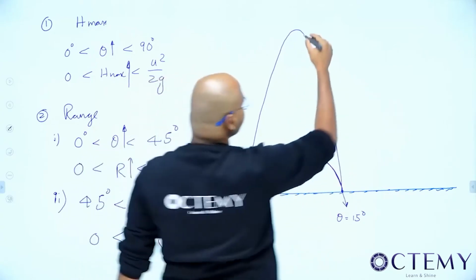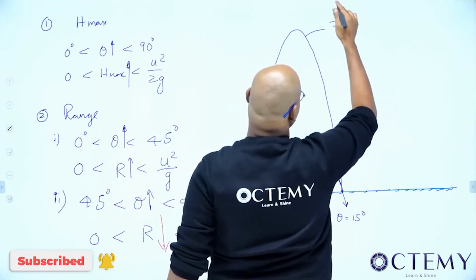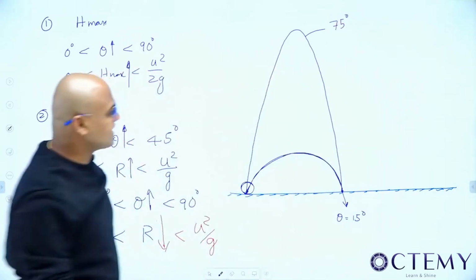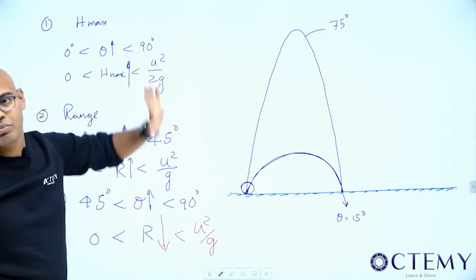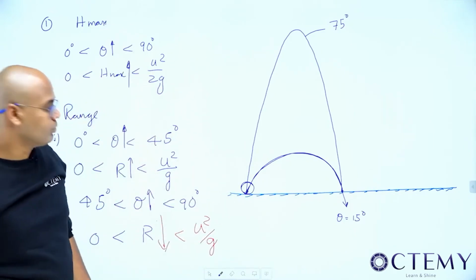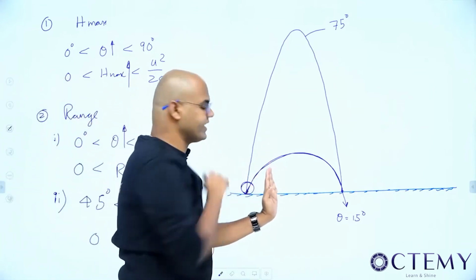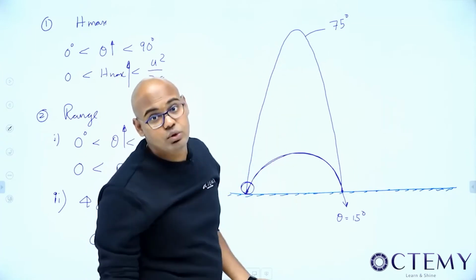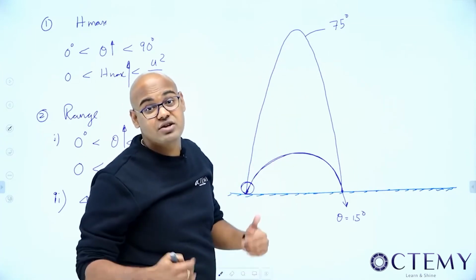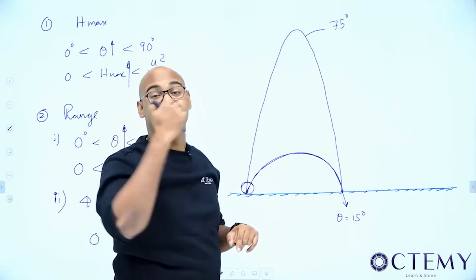See, if this is 15 degrees, when you project at an angle of theta equal to 75 degrees, the range will be the same, but the maximum height will be more. Suppose Ricky is standing here, 15 degrees he can catch it, but 75 degrees, he cannot catch. So suggest Ganguly to hit it with an angle not less than 45, greater than 45.